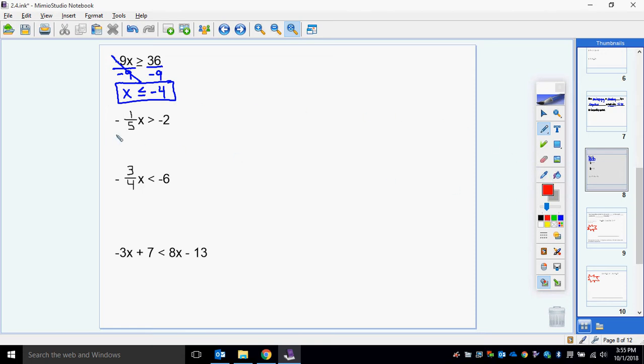Down here, x is being multiplied times -1/5. So I can either divide by -1/5 on both sides, or multiply by -5. So I'm going to divide by -1/5 because those would cancel. Because I divided by a negative on both sides, I need to flip this inequality symbol so that it's facing the other way. And dividing by -1/5 is the same as multiplying by -5. So this is going to be a negative times a negative, so my answer will be positive 10.